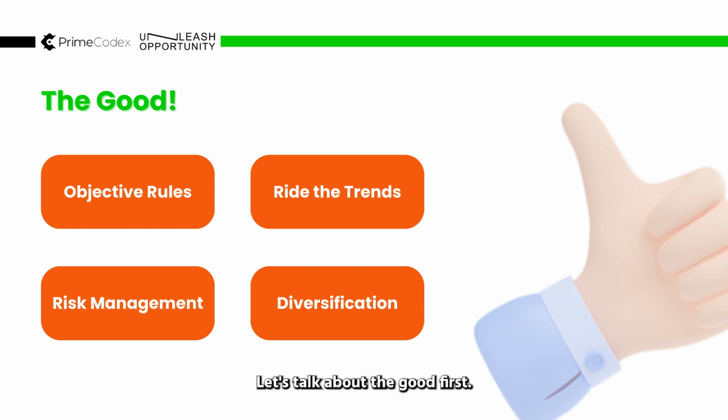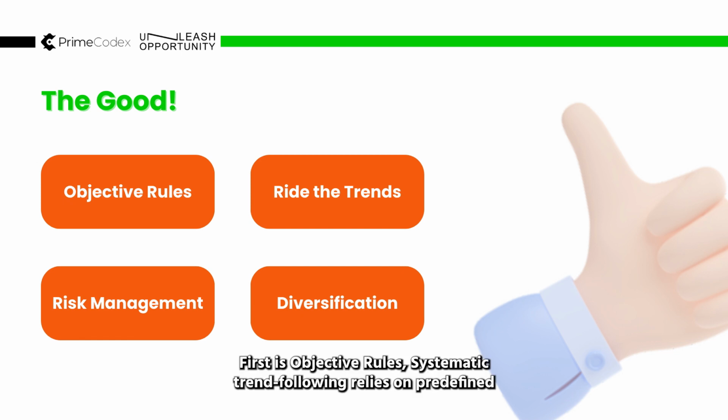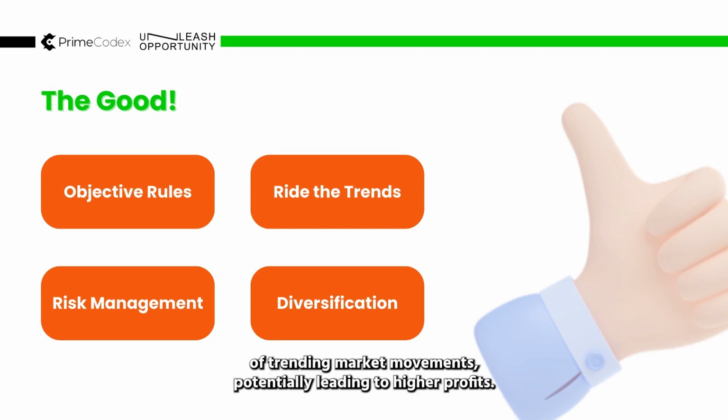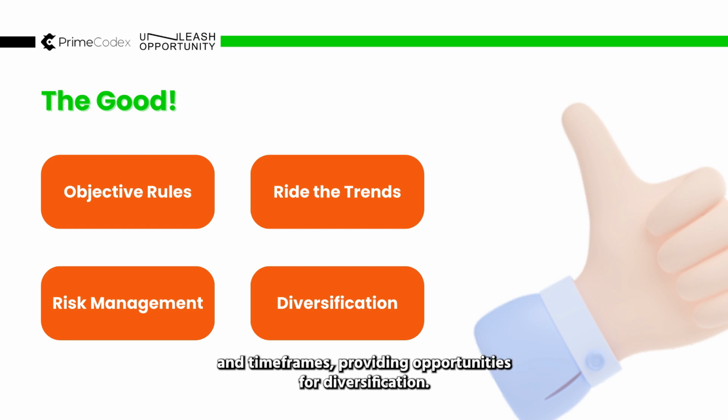Let's talk about the good first. First is objective rules. Systematic trend following relies on predefined rules, reducing emotional decision making and improving consistency. Ride trends. This strategy allows traders to capture significant portions of trending market movements, potentially leading to higher profits. Risk management. Clear entry and exit rules along with proper risk management techniques help protect traders from large losses. Diversification. Trend following can be applied to various markets and time frames, providing opportunities for diversification.